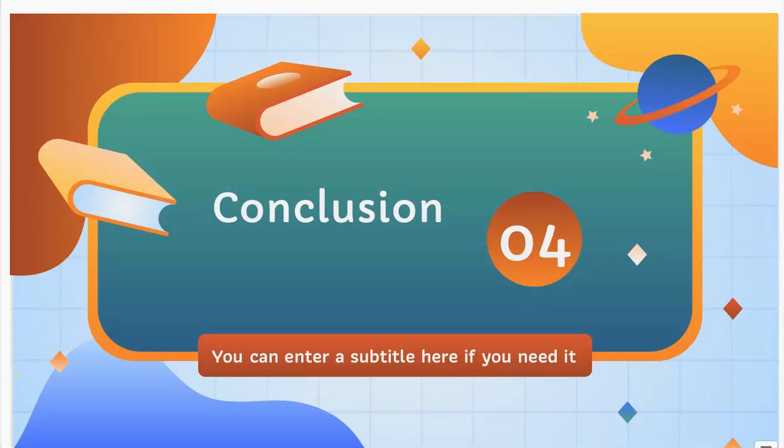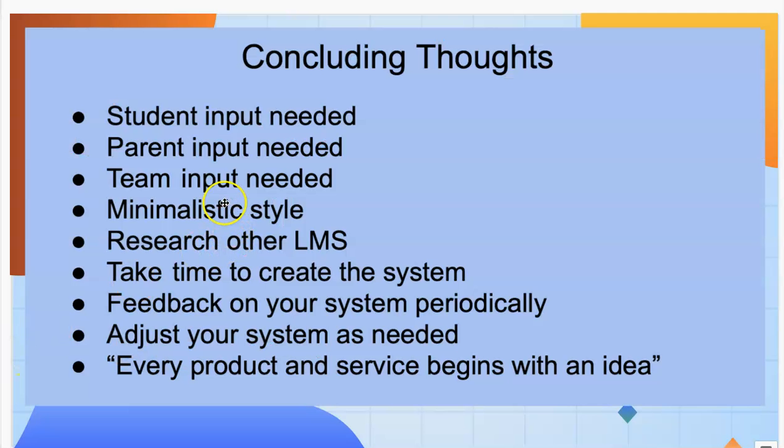So in conclusion, some concluding thoughts I came up with: in creating and revising your learning management system, student input is needed. Parent input is needed, especially in middle school and elementary school, because parents are very involved with their students. When they get to high school, maybe not so much. Team input is needed. If you implement it within your team, it needs to be talked about continuously: what needs to be improved, what needs to be taken off.